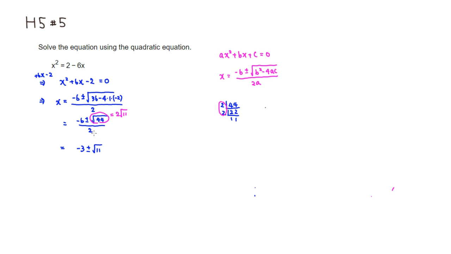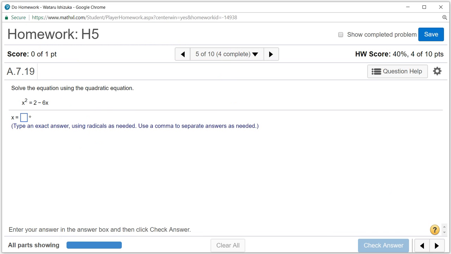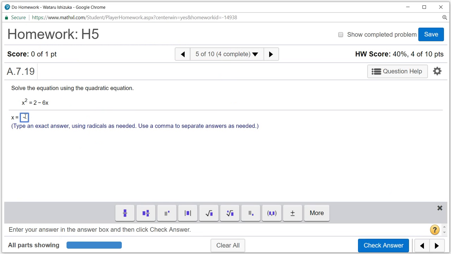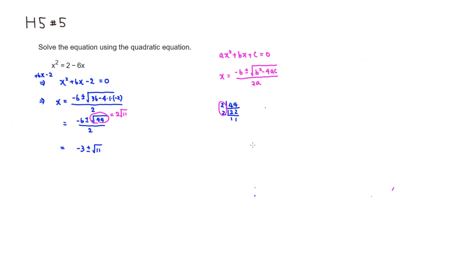Alright, so let's type it in. We got -3 minus the square root of 11, and of course -3 plus the square root of 11. Let's check the answer. Alright, we got that. That's it. I hope that this was clear.